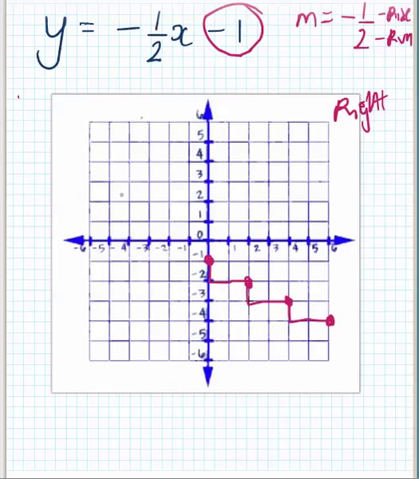But let's get some more points on this side here. And just do the opposite. Because we went down 1, now let's go up 1. And because we went to the right 2 units, let's go to the left 2 units. 1, 2. And there's our next point. Okay, and keep doing that. Up 1 and to the left 2 units. 1, 2. Up 1, 1, 2.